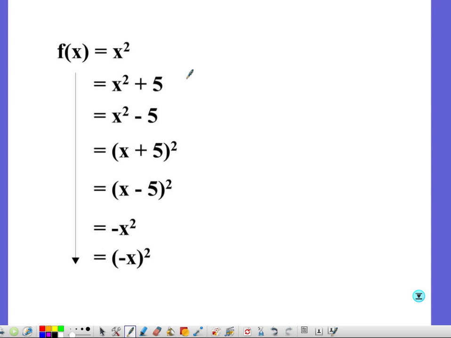So the way I want to write this is that it was translated up 5 units. So when we added 5, we translated up 5 units. Okay, so that's what happens whenever you add a number after the function. What if you subtract a number after the function? How is that going to change?